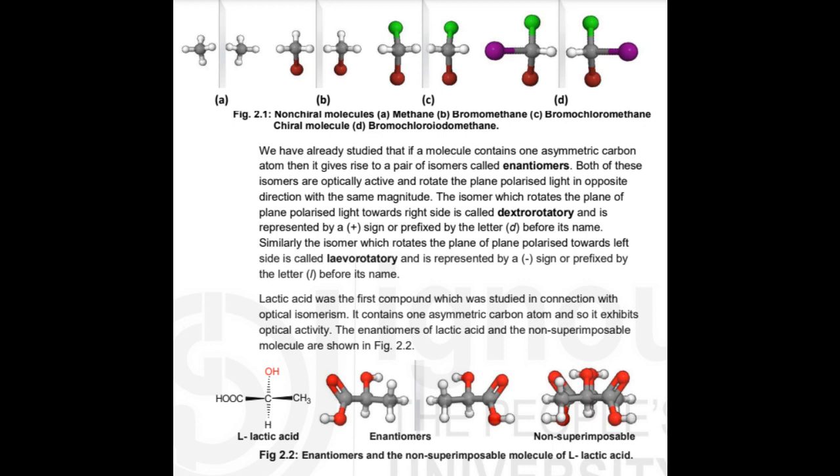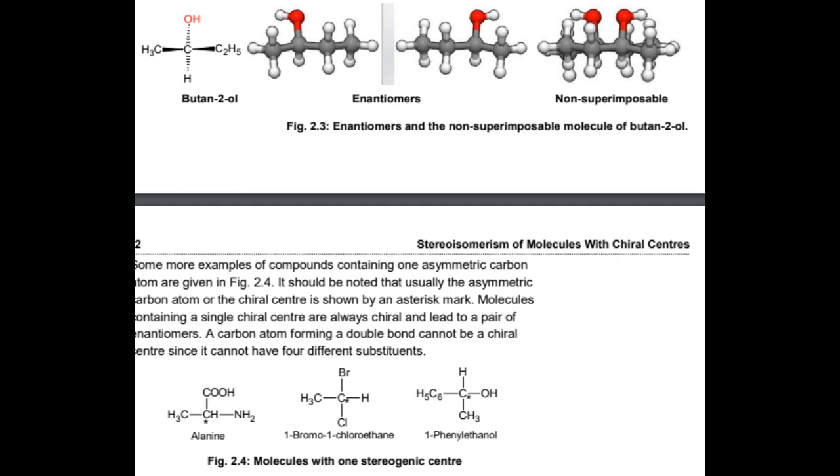We have already studied that if a molecule contains one asymmetric carbon atom, then it gives rise to a pair of isomers called enantiomers. Both of these isomers are optically active and rotate the plane polarized light in opposite directions with the same magnitude. The isomer which rotates the plane polarized light towards the right side is called dextrorotatory and is represented by a plus sign or prefixed by the letter D before its name.